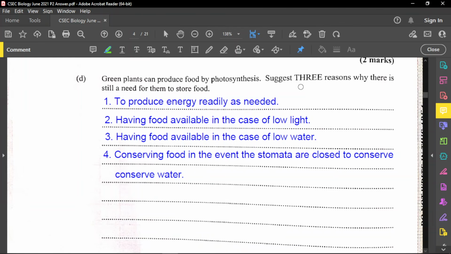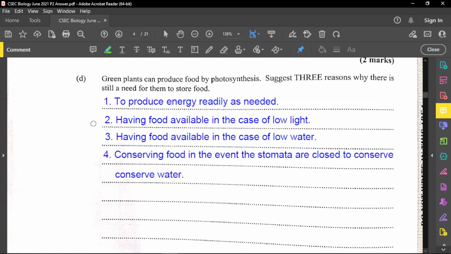So why do plants store food even though they can photosynthesize? One reason is to produce energy readily as needed. Even though you can make it to store it, you can get energy from the stored food whenever you need. A second option here is having food available in case of low light. So when there's no light, the stored food can be used.